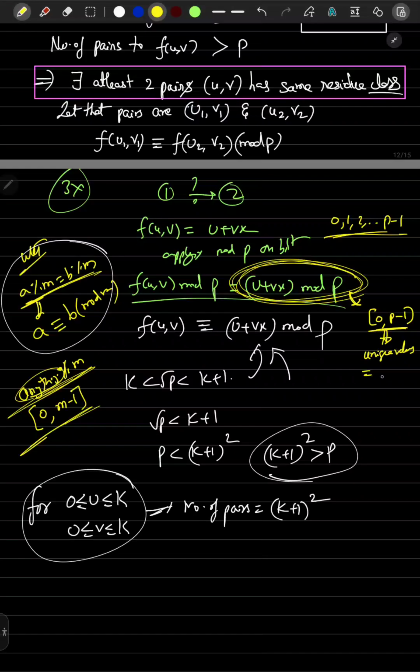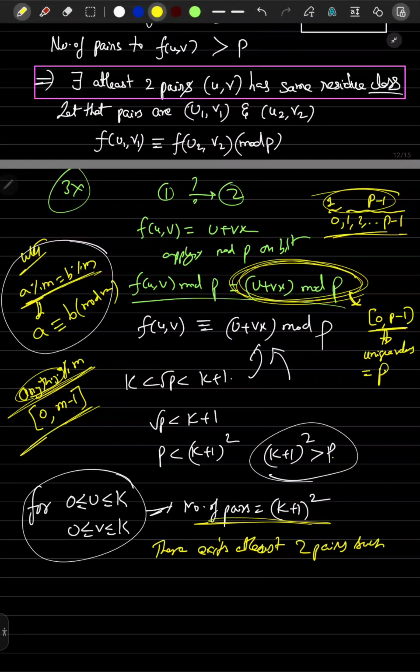So how many total? Till here p minus 1, and this is 1, so total is p. This is simple. So total values are p. But the inputs which we are giving, the number of pairs, are more than this p. That means we can say there exist at least two pairs such that their values are equal, meaning those values are colliding.